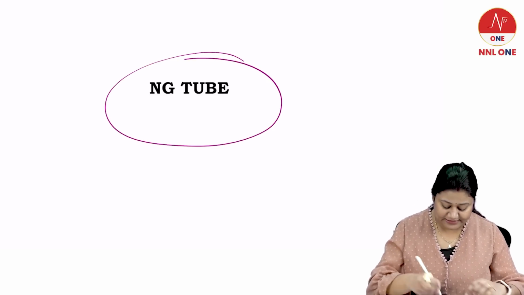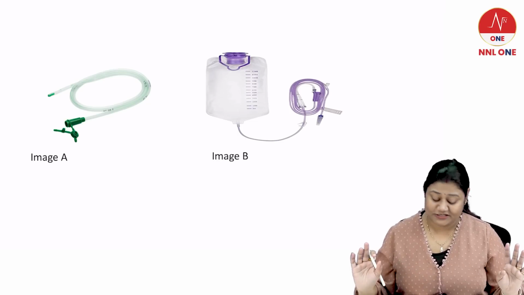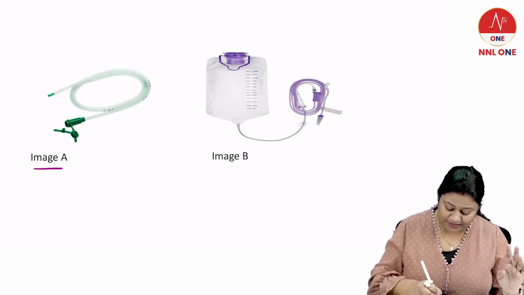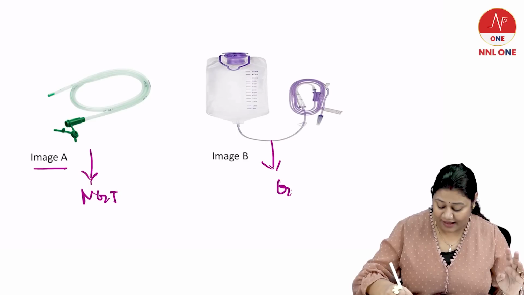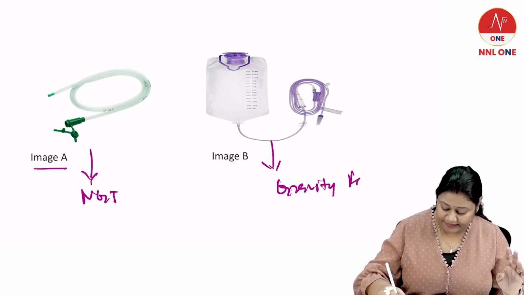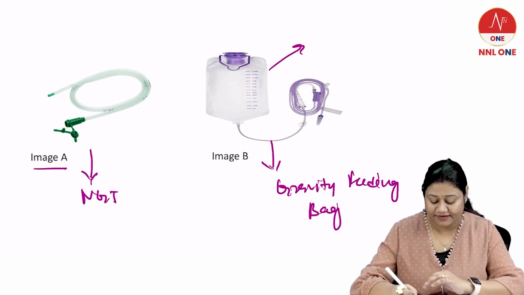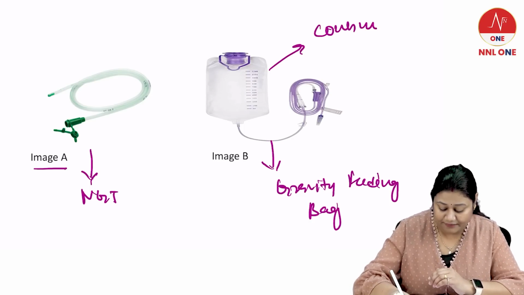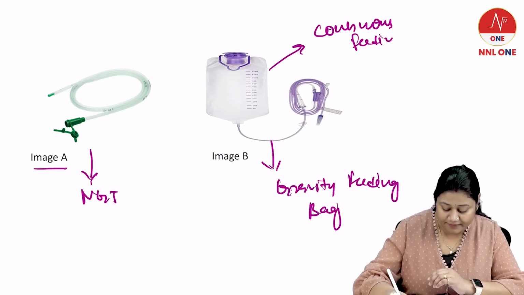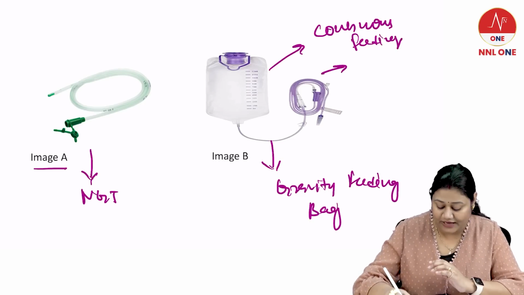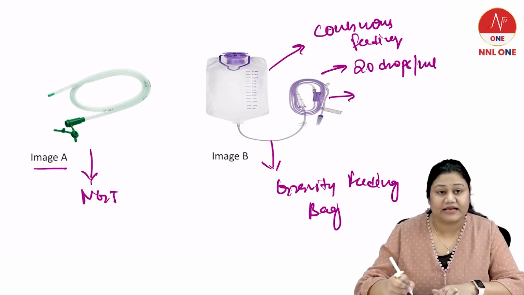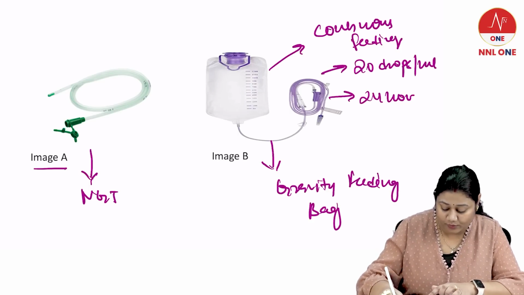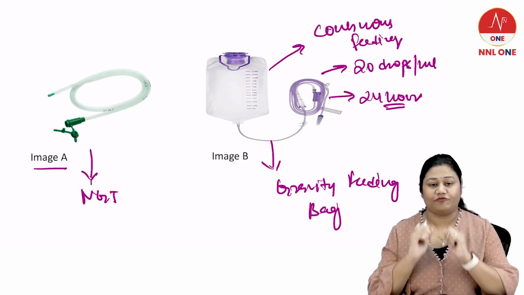Now let us quickly revise the NG tube. An IBQ question is a must from NG tube. This is your image A, which is your nasogastric tube. Image B is your gravity feeding bag, right? The gravity feeding bag we basically use for continuous feeding purpose. The drop factor of the gravity feeding bag is 20 drops per ml, and it can be used for only 24 hours. After 24 hours you have to discard it.